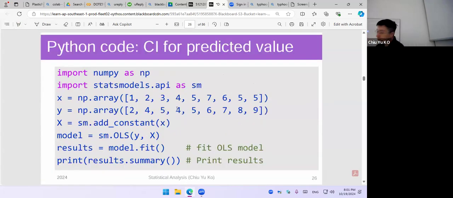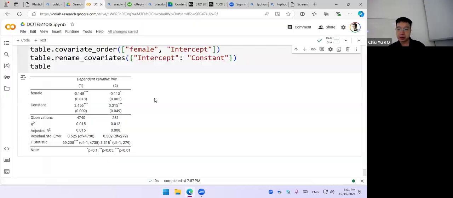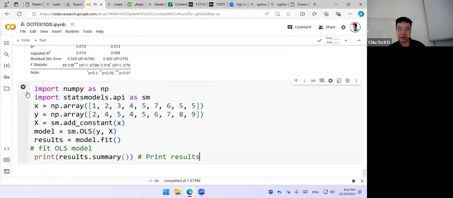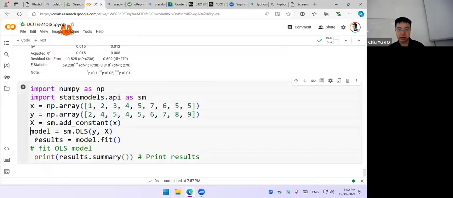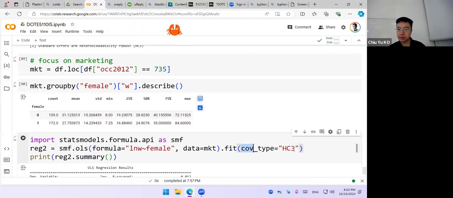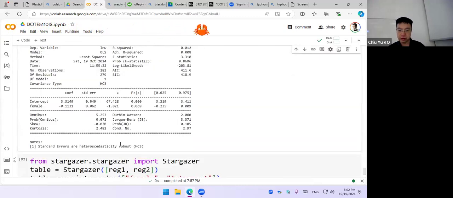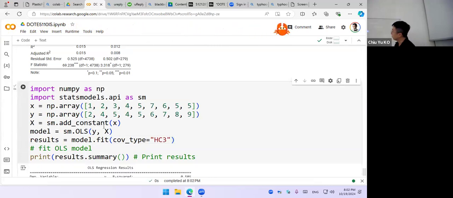First, I think this needs no explanation. This is the data. I add X, I run the regression. This part requires no further explanation. And if you like, I can use the covariance type HC3 if you want. It's up to you whether you want to do it, but let's do that. And this is the model.